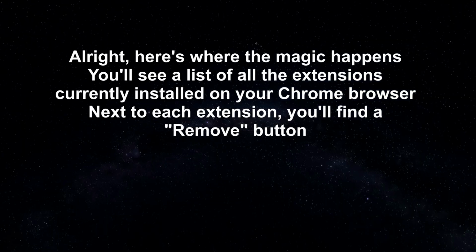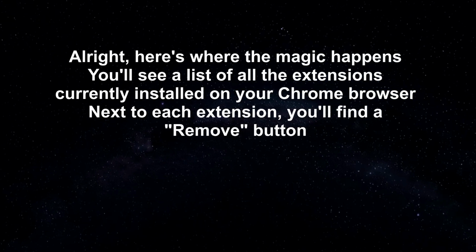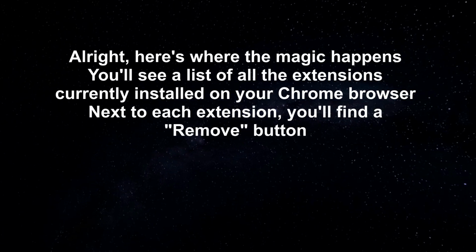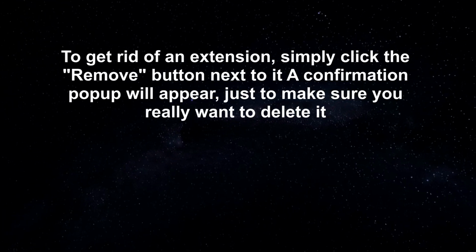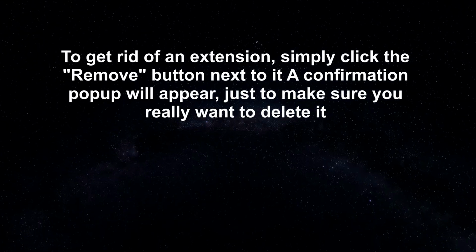Alright, here's where the magic happens. You'll see a list of all the extensions currently installed on your Chrome browser. Next to each extension, you'll find a Remove button. To get rid of an extension, simply click the Remove button next to it.